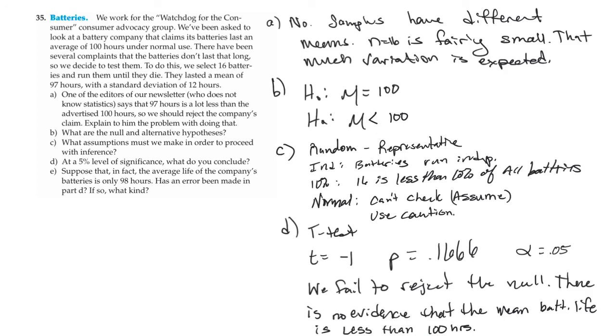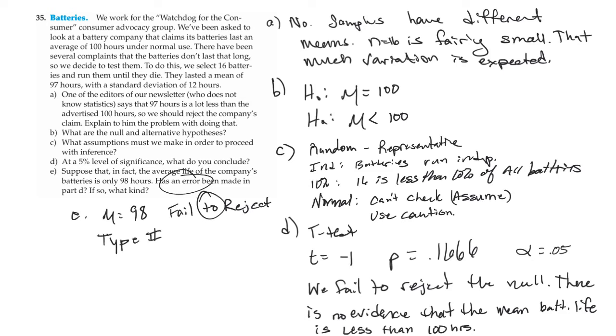Okay. Part E. Part E is asking if at the 5% alpha level, if we made the same decision, which is what we used, if the mean really was 98, in other words, it really was less than 100 hours, and we made a mistake, right? If we made an error, then what type of error did we make? Well, we failed to reject last time, right? So we would make a type 2 error.